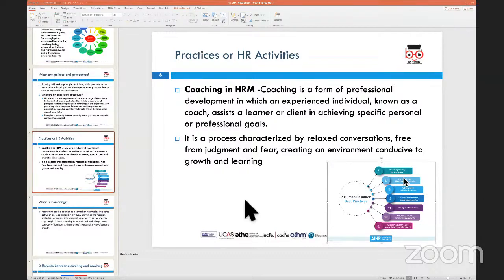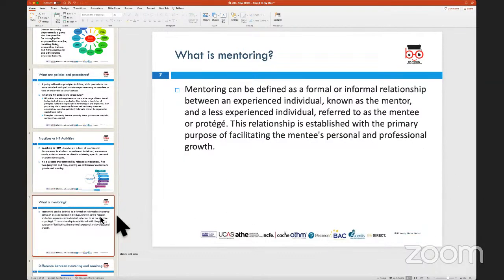Now, when we look at the process of mentoring, it tends to be slightly different, because here the person who is doing the mentoring is called the mentor, and the person who is actually getting the mentoring will be called the mentee or the protege.